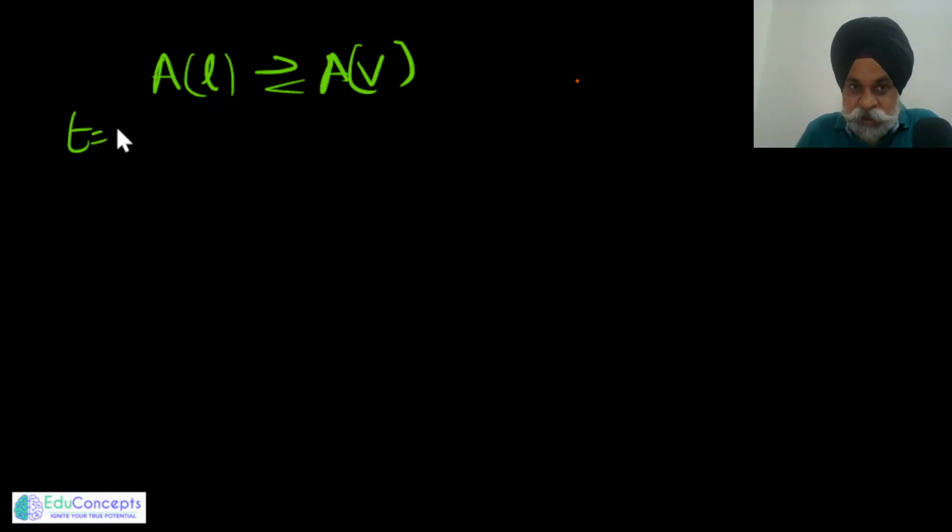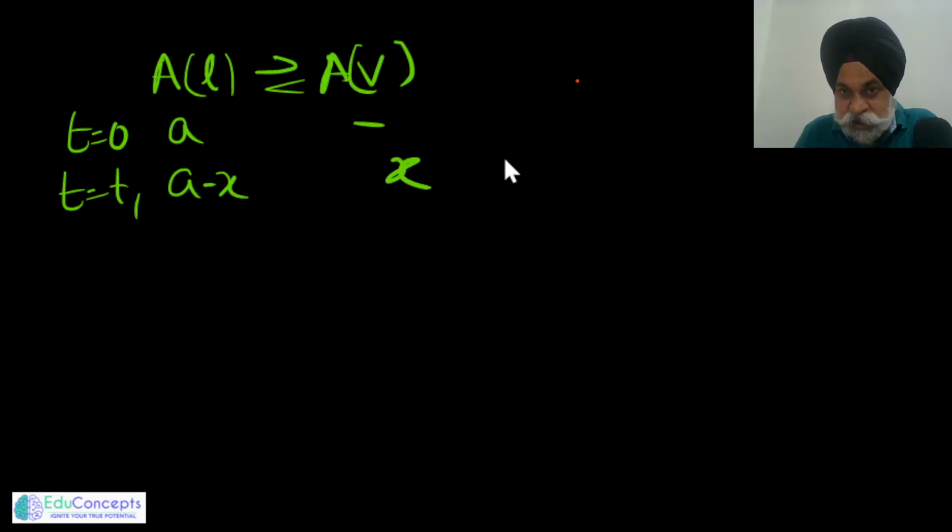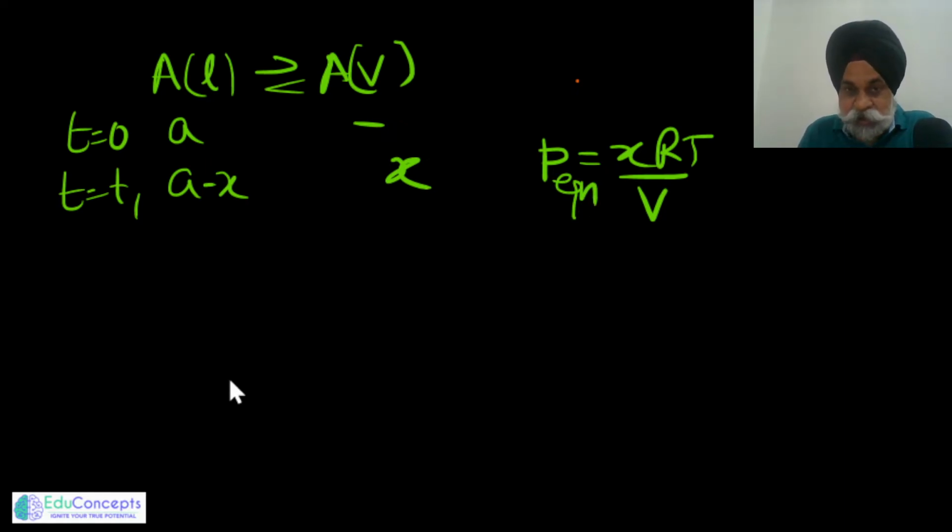Let me write it in another way. Let's take an example. Let's say A liquid changes to A vapor, and corresponding to this at t equal to 0, this is A moles, and this is at T1. Let's say this is A minus X and this is X. At this point some pressure is developed, which is equal to XRT by V, and this is the equilibrium pressure. Let's say equilibrium has been achieved.